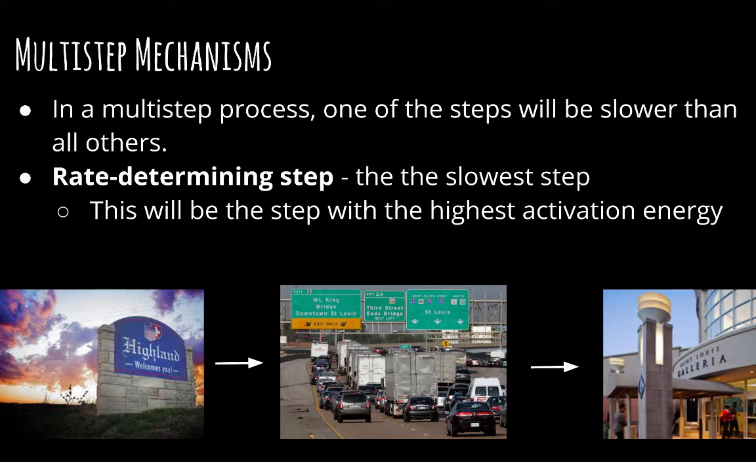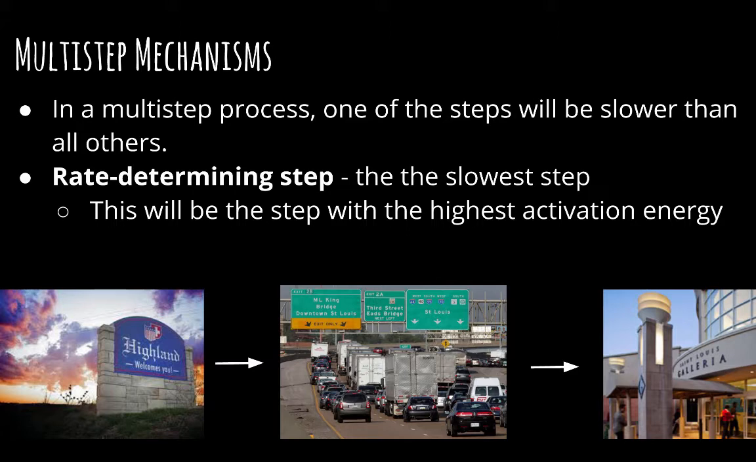So let's imagine if we are going from Highland to the Galleria. If we break that up into 3 steps, the first step would be to get from Highland to the bridge, to Poplar Street Bridge. The second step would be to get across the bridge, and then the third step would be to get from the other side of the bridge to the Galleria. So those are our 3 steps.